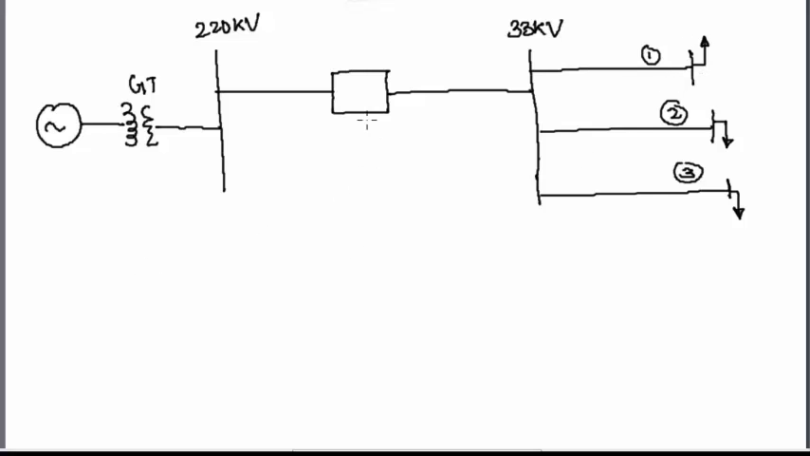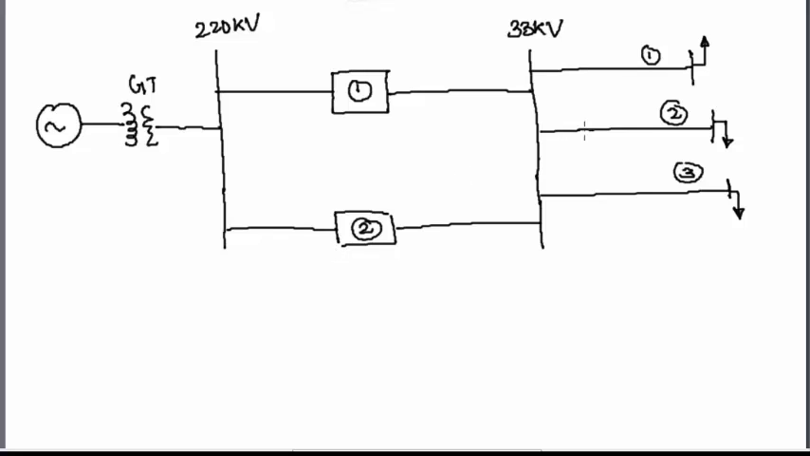Now in general conditions we don't have a single transformer. For the purpose of reliability, we add one more transformer for parallel operation. Like we have one more transformer, and let me number this as 1 and number this as 2.